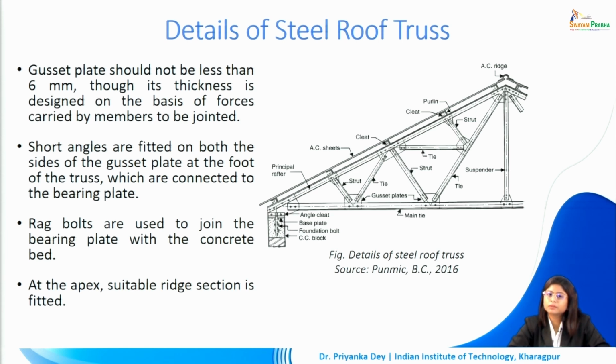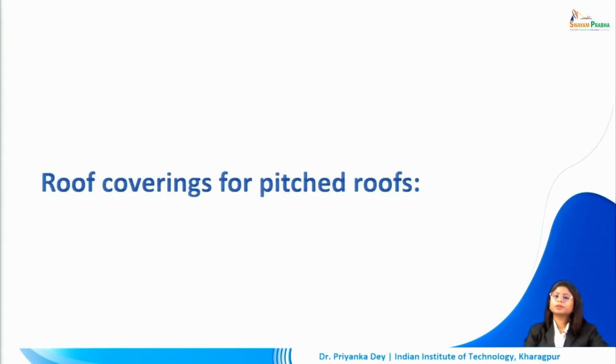Now, the short angles are fitted on both sides of the gusset plate at the foot of the truss, which are connected to the bearing plate. Rag bolts are used to join the bearing plate with the concrete bed. At the apex, a suitable ridge section is fitted at the top. So, that was all we needed to study about the steel roof trusses. With that we are able to cover all the types of pitch roofs.